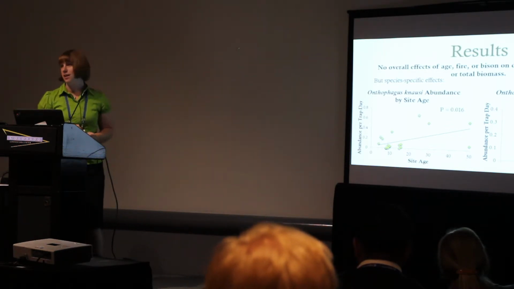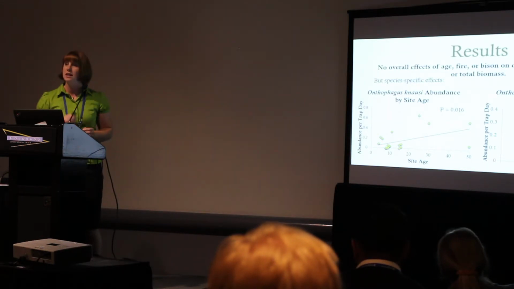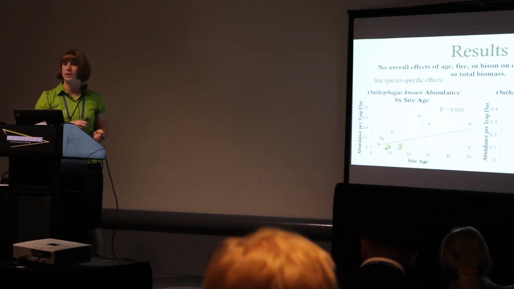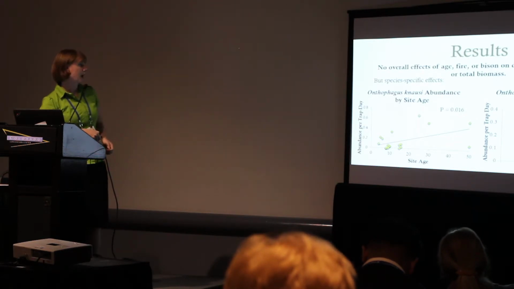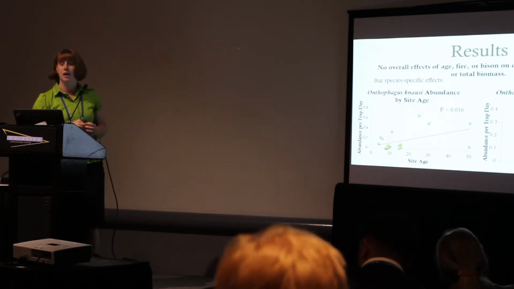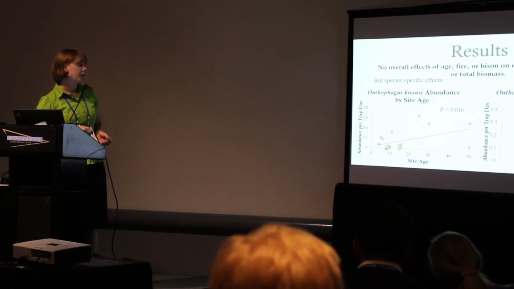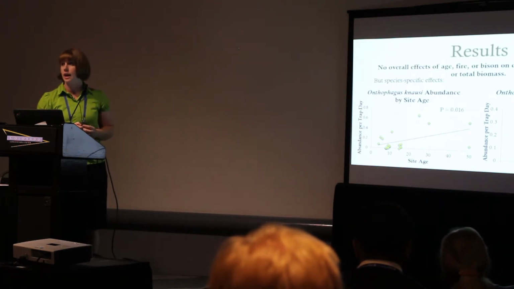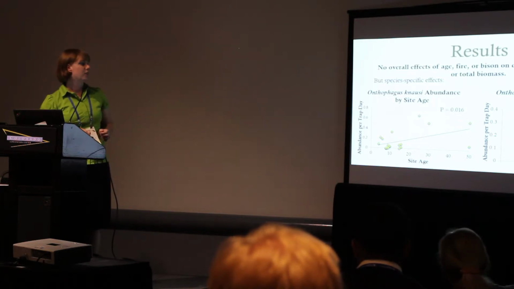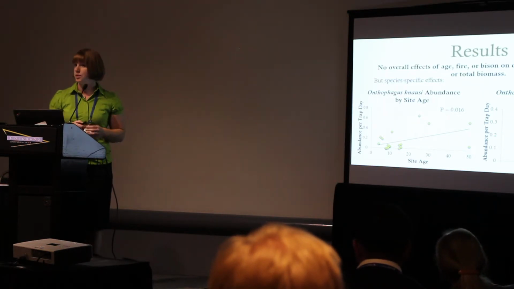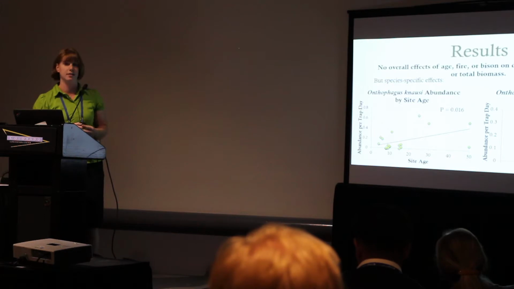Onthophagus knausi is the smallest beetle species that we're finding in these sites, and there are 2 specific effects for this species. On both of these graphs, the y-axis is the abundance of knausi that were collected per trap day. The first graph is comparing that abundance against the age of the site, and the second graph is comparing the abundance to the presence or absence of the bison in the sites.